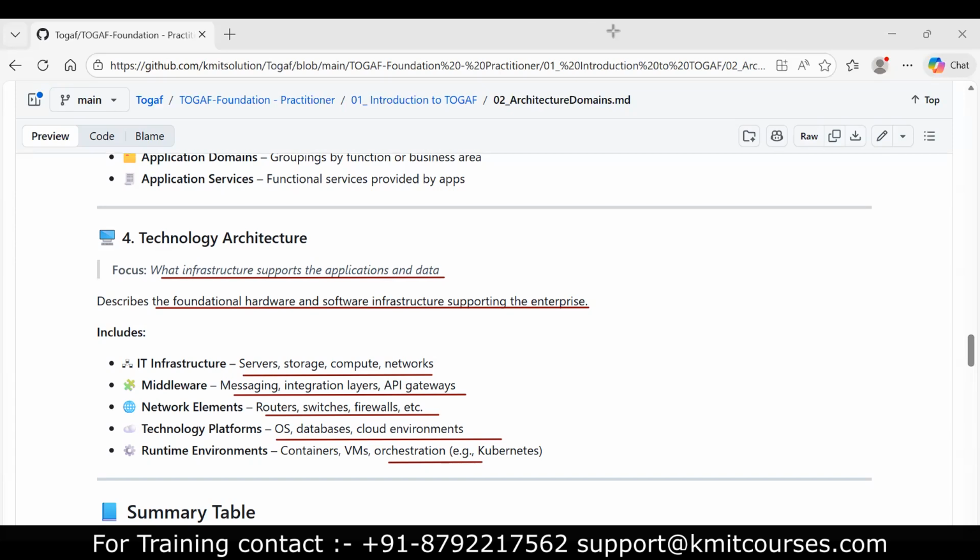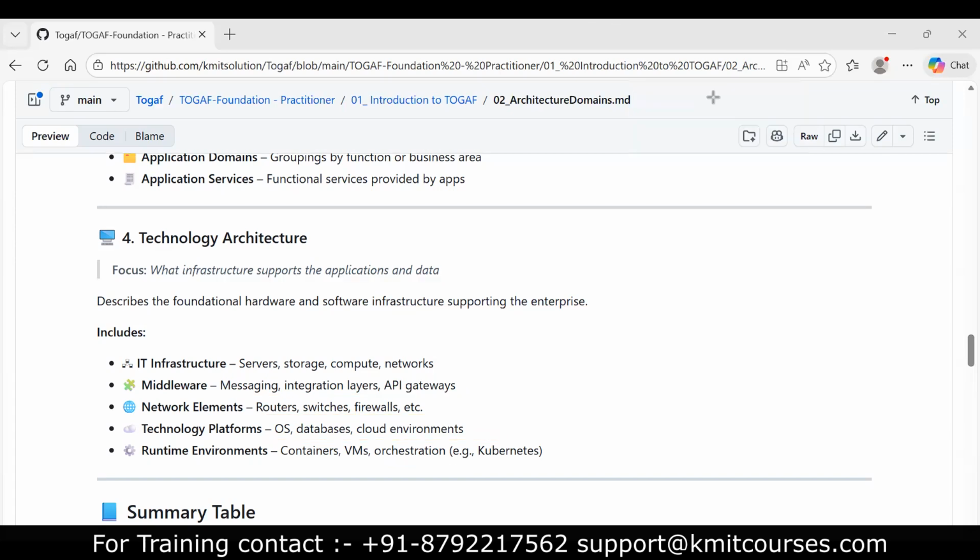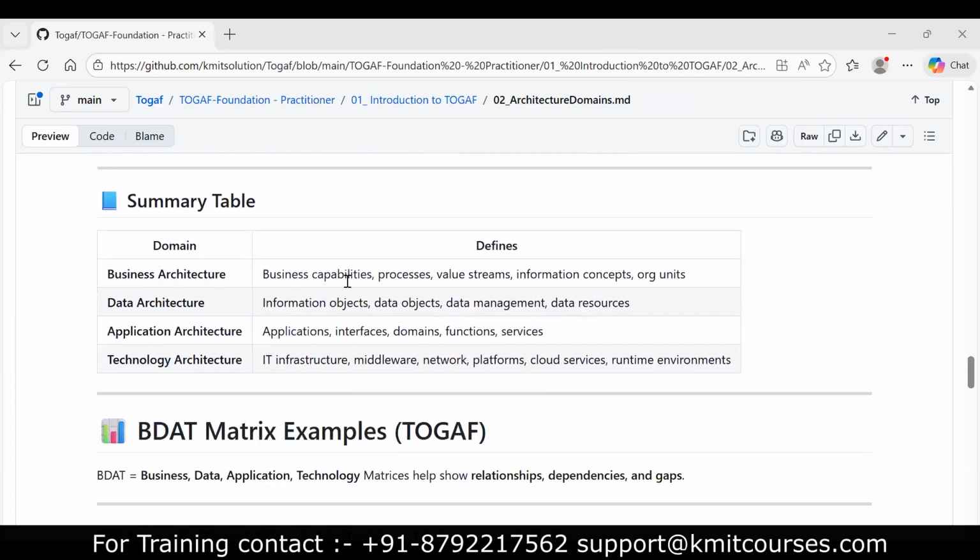Now, if I go to the summary of all these, here you can see business architecture: capability, processes, value stream, information concept, and organization unit. Data architecture: information object, data objects, data management, and resources. Application architecture: application interfaces, domain, function, and services. Technology architecture: IT infrastructure, middleware, network, platforms, cloud services, and runtime environments. That's it for this lecture, and we will meet in the next lecture. Thank you very much for watching.